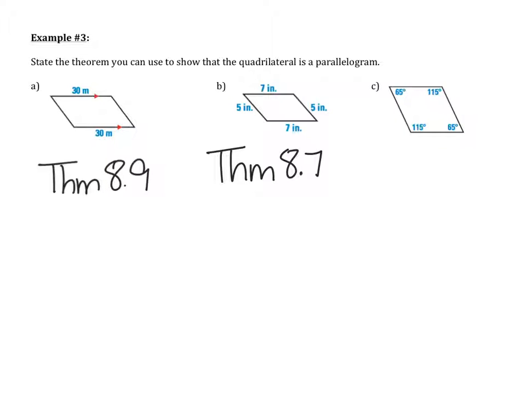And then finally, part C, notice that we have two pairs of opposite angles that are congruent. That would go with the theorem that states if both pairs of opposite angles of a quadrilateral are congruent, then the quadrilateral is a parallelogram, which was our second theorem from this section, theorem 8.8.